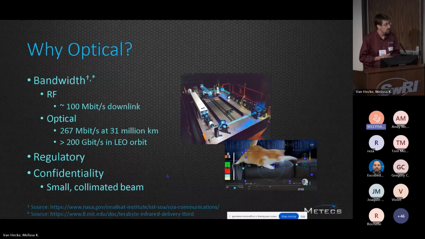Finally, confidentiality. So you've got a small collimated beam, and that means for at least commercial interests, you can keep things fairly secure, even if your data link is encrypted. Encryption systems have been broken, people implement them poorly, and sometimes you just don't want to have anybody know you're talking across a laser link, and this is the way to do it.